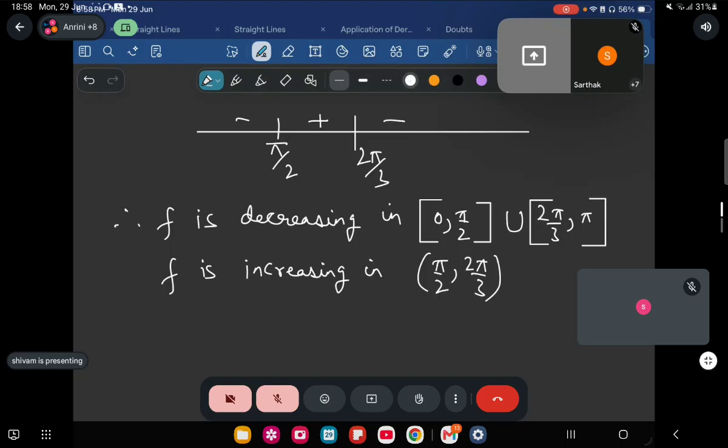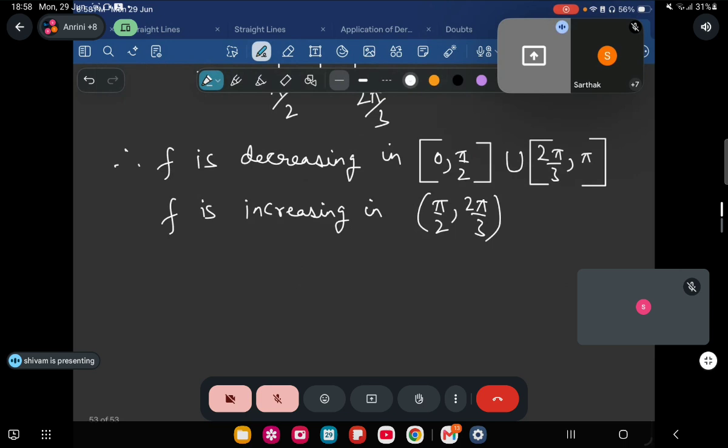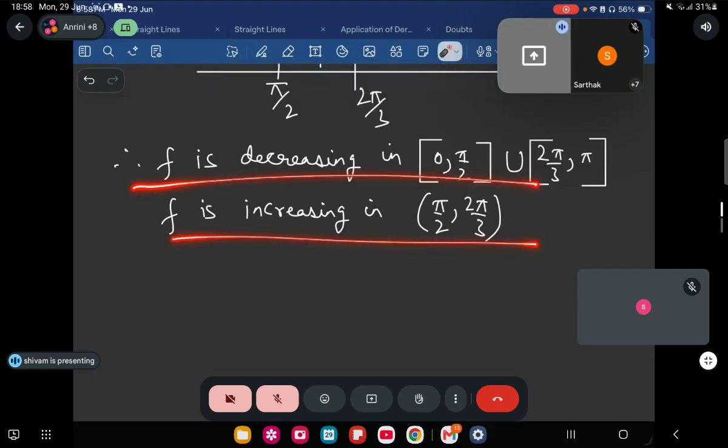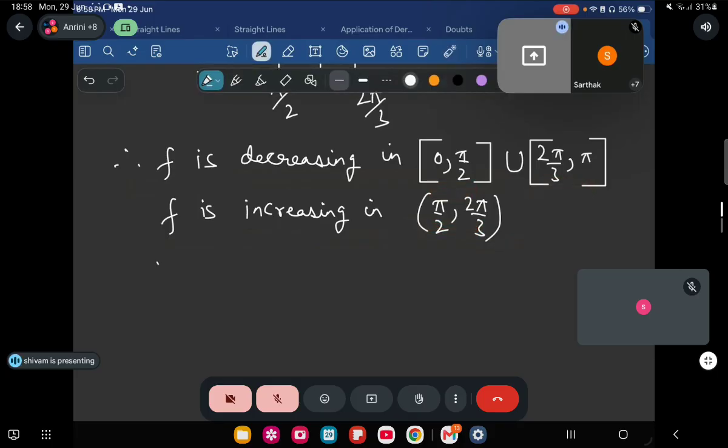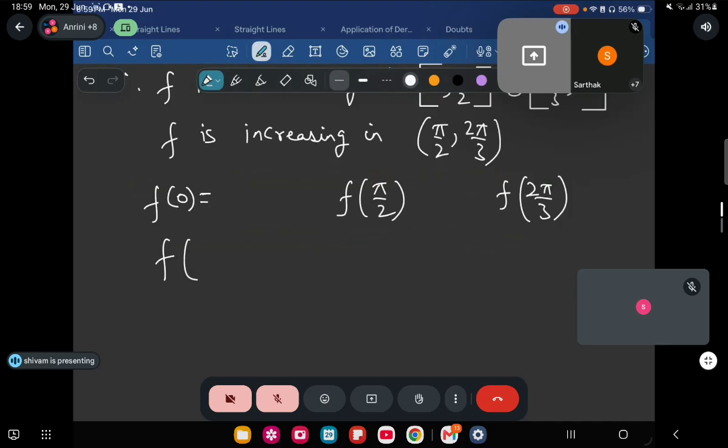Understood, sir. If I want to draw the graph, sometimes they will ask you the range of this function. So you have to draw the graph of this function. In order to draw it, you know where it is increasing and where it is decreasing. You just find out the values at some critical points. What is f of 0? Sarthak, you tell me f of 0. Memel, you tell me f of pi by 2. Only, you tell me f of 2 pi by 3.